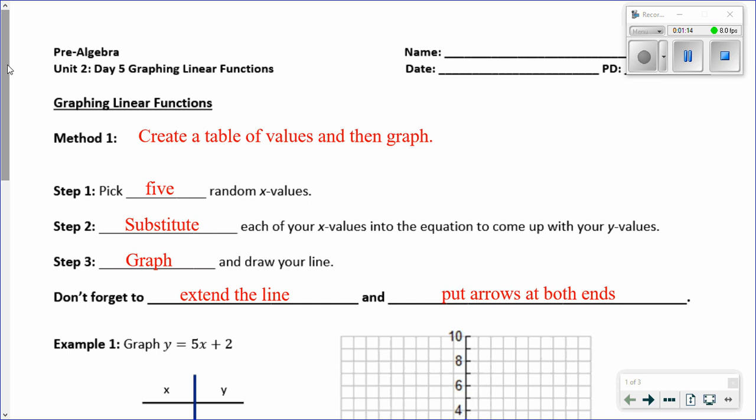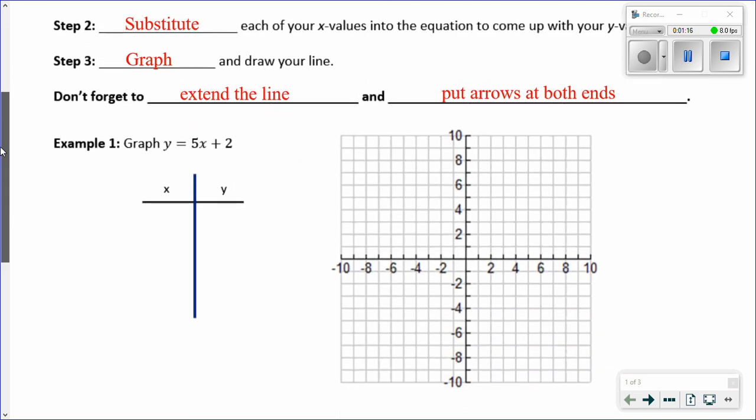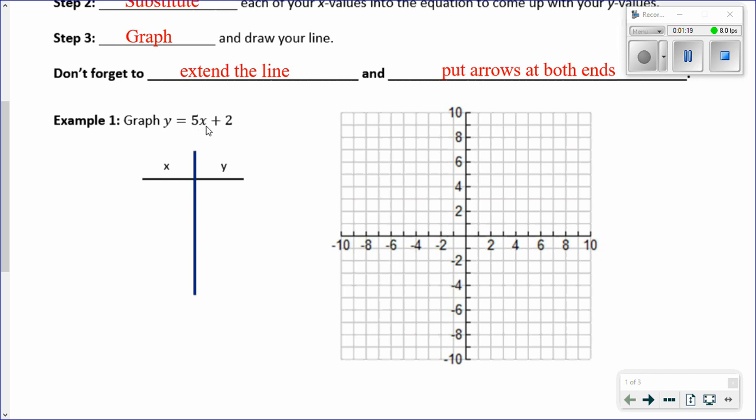ends. Okay? So, for example 1, I have to graph y equals 5x plus 2. So I'm going to go ahead and create my table.